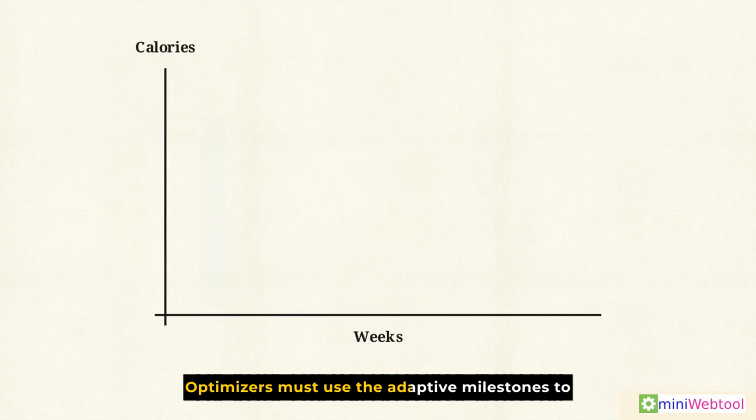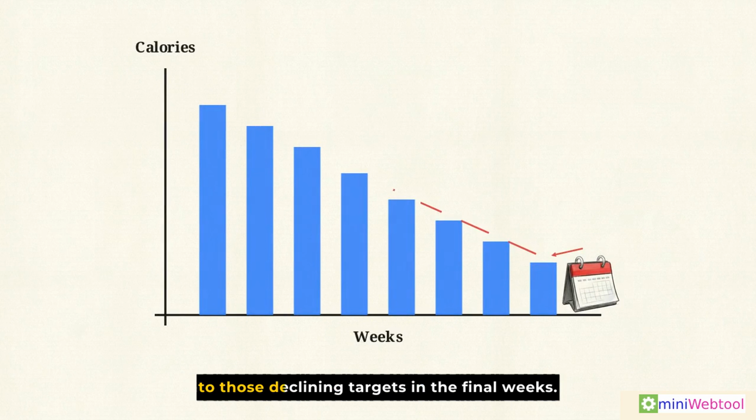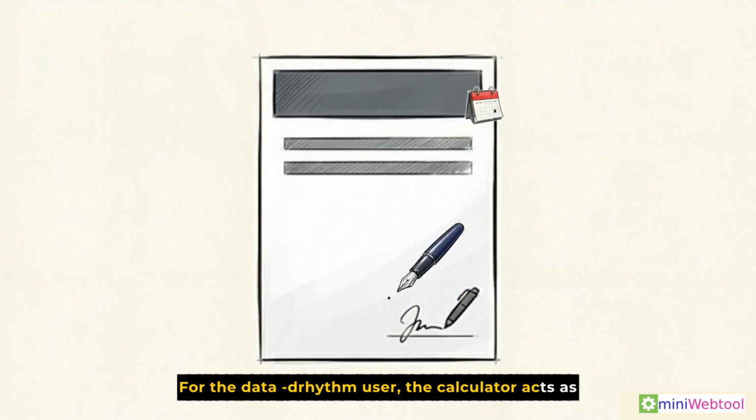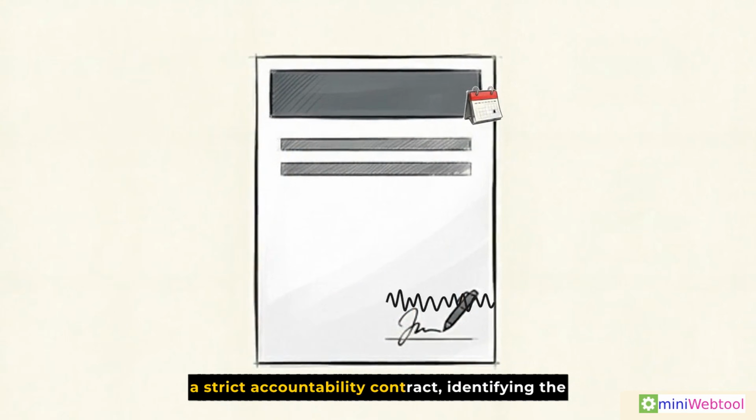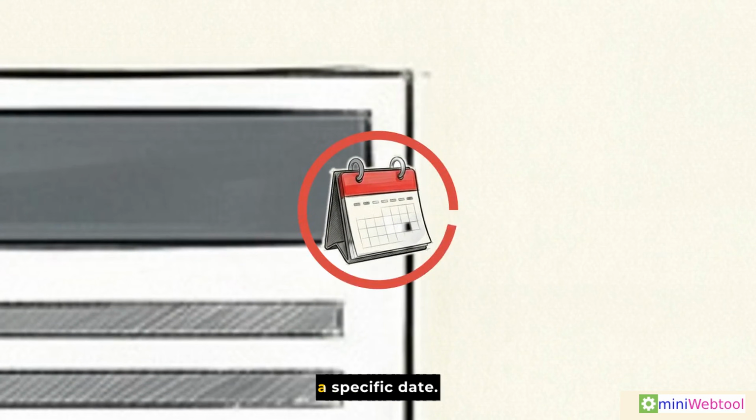Optimizers must use the adaptive milestones to reverse engineer their weekly macros, committing to those declining targets in the final weeks. For the data-driven user, the calculator acts as a strict accountability contract, identifying the work required to reach a specific physical peak on a specific date.